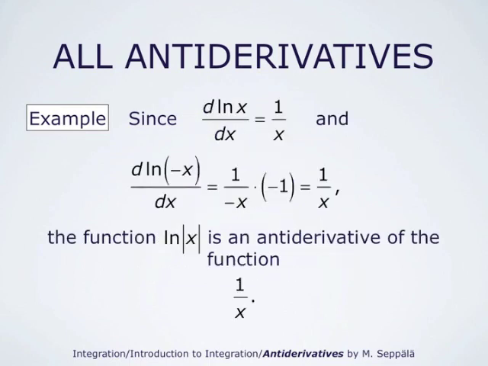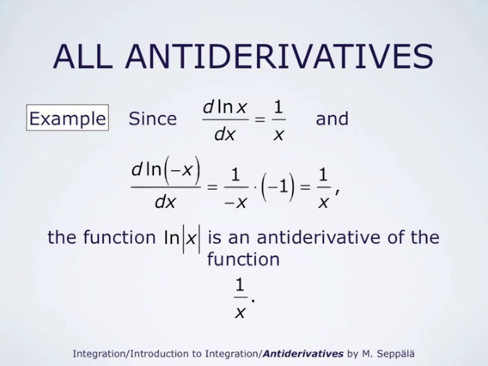We have that the derivative of log of x, natural logarithm of x, is 1 divided by x. But this is defined only if x is positive. For negative values of x, we may consider log of negative x. Log of negative x is a function whose derivative is 1 divided by minus x times the derivative of minus x, which is minus 1. So we have that the derivative of ln of minus x is 1 divided by minus x times minus 1. The minus signs cancel out. It is just 1 divided by x.